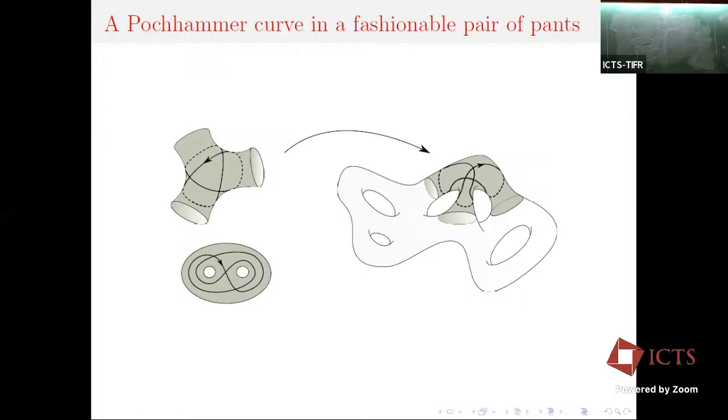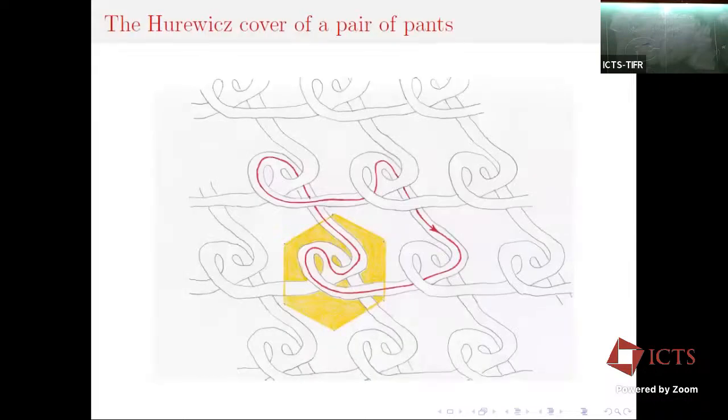This is not working. Is it me who's doing it? Okay, so if you can convince yourself, this is the answer. This is a picture of the Hurewicz cover of the pair of pants. This is how you should connect this kind of disk with the two cuts, so copies. Now I'm lifting that Pohammer curve that was in the other slide, and it lifts to that curve. You can convince yourself that this is true.